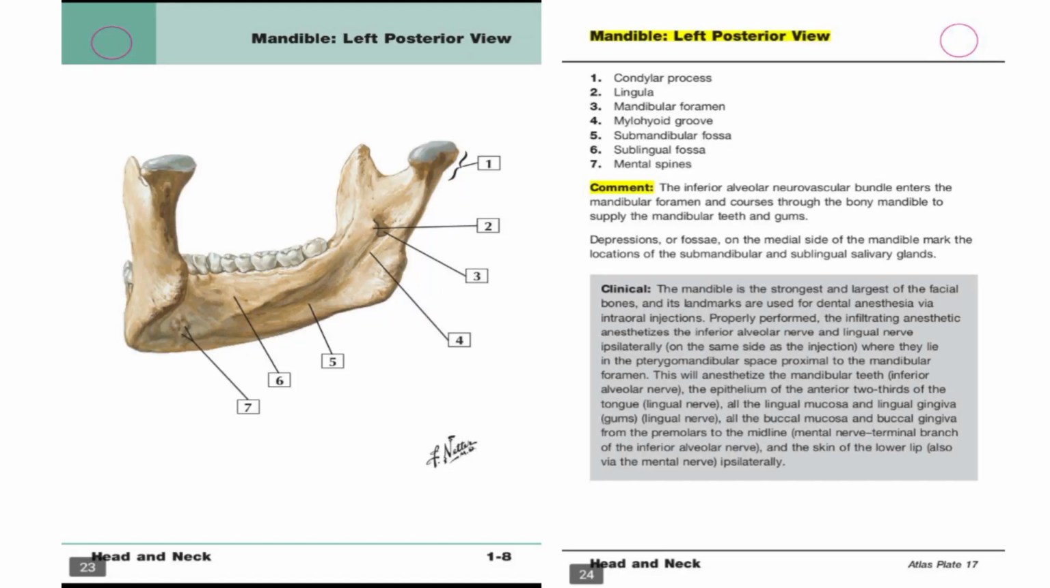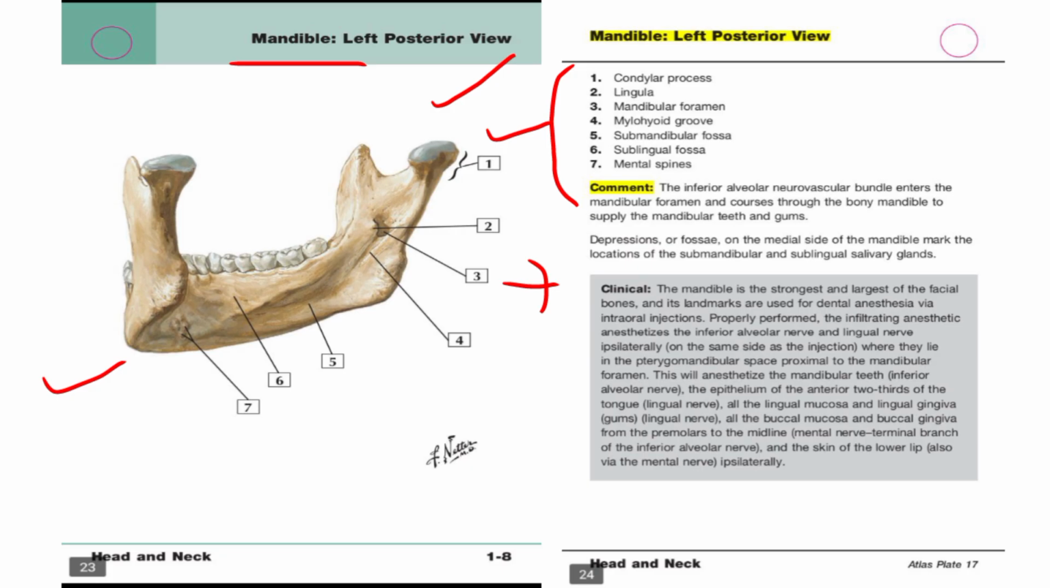In this lecture, we will discuss the mandible left posterior view. This is the posterior view of the mandibular bone. First, we will discuss the labels. There are 7 labels. Then we discuss the clinical point of view.